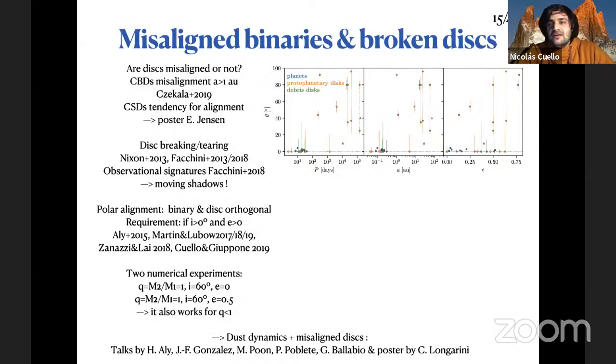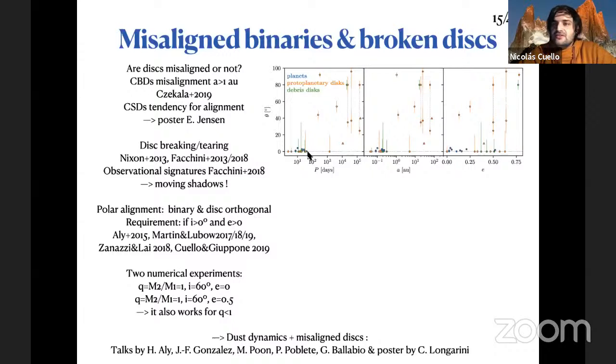Then if we go to misaligned binaries, we can ask, do we see binaries misaligned with respect to the circumbinary disk or not? Here I'm showing a plot produced by Jan Sekala last year, where he basically found that there is a correlation between the relative misalignment angle and the orbit of the binary. We see that for very short binaries, when the stars are very close to each other, as you can also see here with the semi-major axis, the misalignment is very close to zero, so perfect alignment. But when you get binaries that are larger than 1 AU in semi-major axis, then you start to see some spread, and misalignment seems to be the rule, and alignment is not what you should expect anymore. There is also a poster in this conference by Jensen, who finds that circumstellar disks also have a tendency for alignment in binary systems.